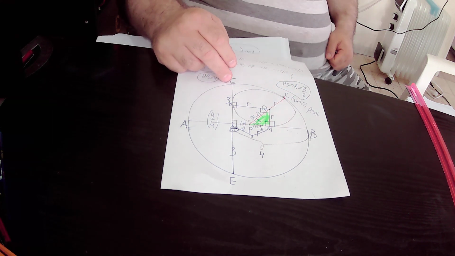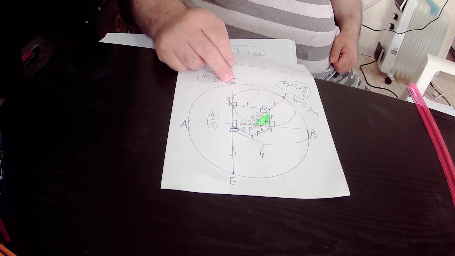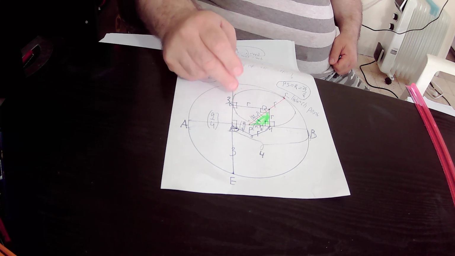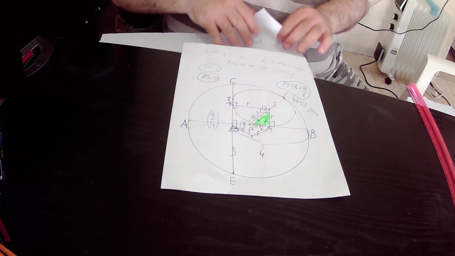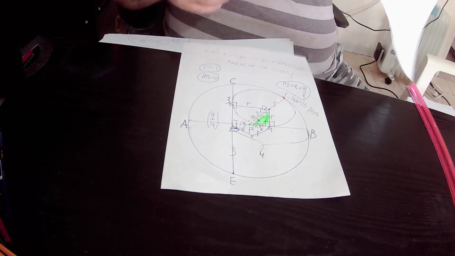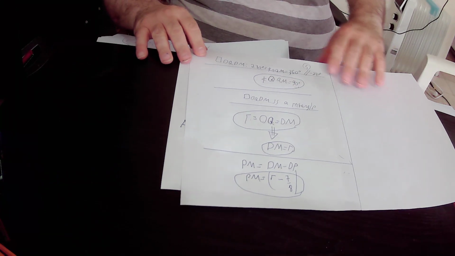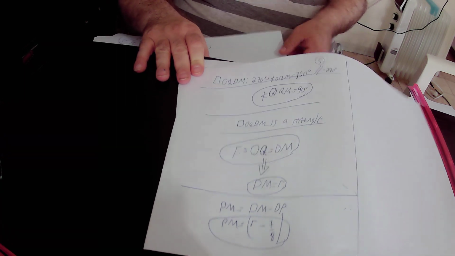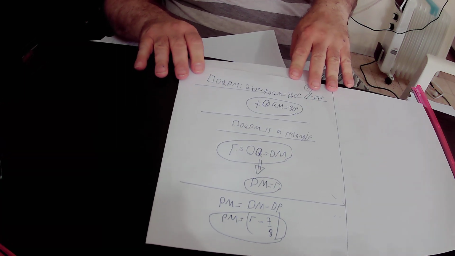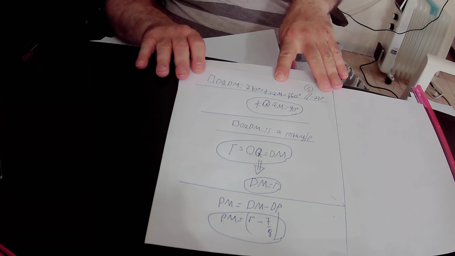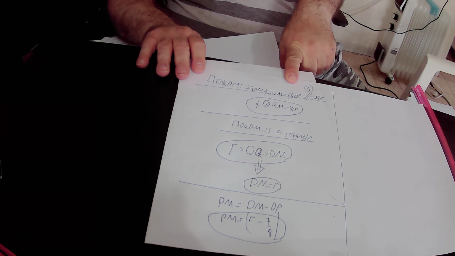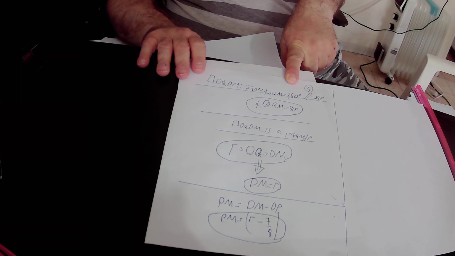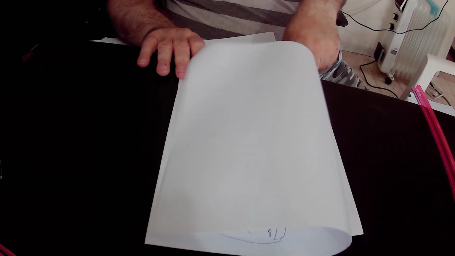So in quadrilateral OQDM, we have 1, 2, 3 right angles. Repeat again, in quadrilateral OQDM, we have 3 right angles. The sum of 3 right angles is 90 times 3, which is 270 degrees, plus the size of the fourth angle, that is actually angle OQM. In total, they must be equal to 360 degrees, according to the rule that the sum of the angles in any quadrilateral is equal to 360 degrees.